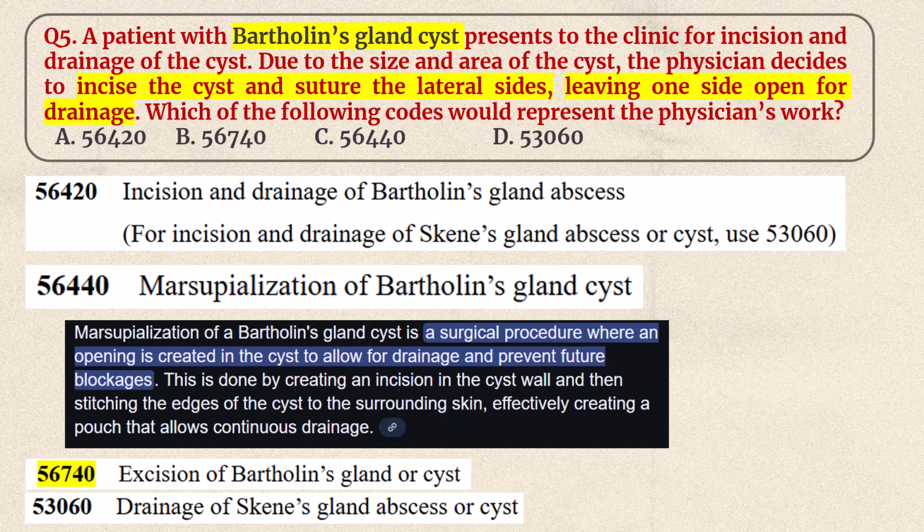So the correct code should be 56440. If you see the other code, 56740, that's excision of Bartholin cyst gland cyst. This is not the excision, this is incision and drainage. So the correct answer is answer C, that is 56440. This is called marsupialization of Bartholin cyst.